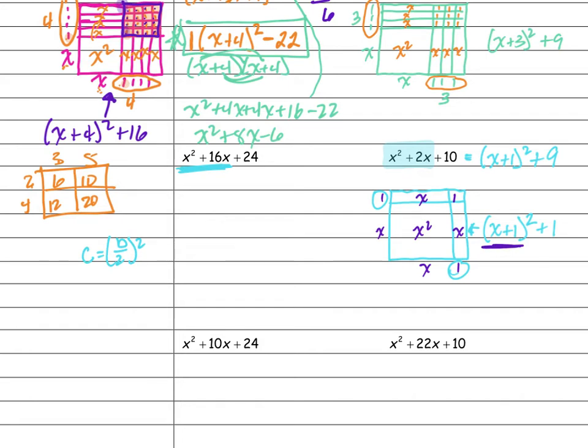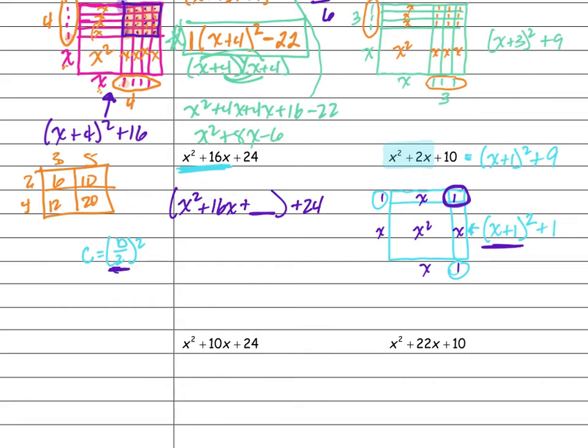Okay, so this is how I write it out. I'm going to do x squared plus 16x plus some number. And this is how we're going to find that number right here, how many squares there are. And then there's a plus 24. Okay. So what goes on that line? That's my question. Well, how do I find that out?